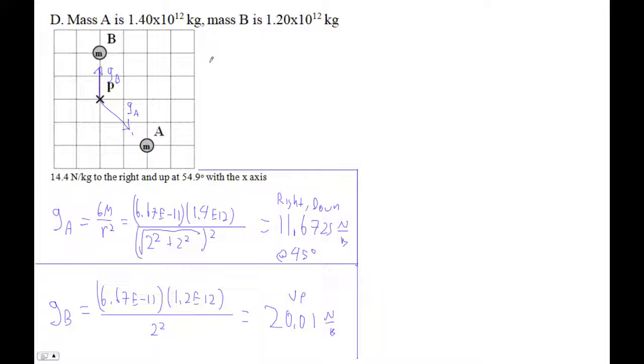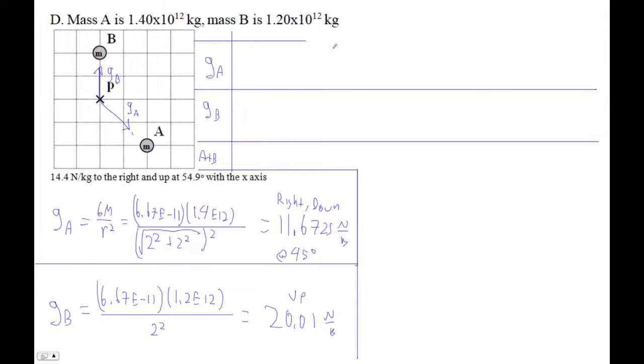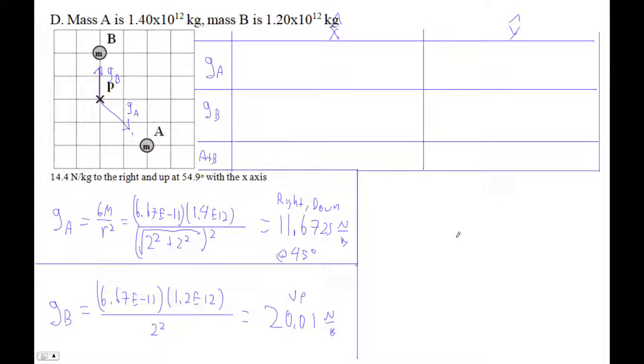So let's go: the gravitational field due to A, the gravitational field due to B, and then A plus B. Let's put our X components here and our Y components there. Somehow making all these little grid lines just makes me so happy. It's one of the simple pleasures of life. Okay, so let's do A. A is this guy at 45 degrees.